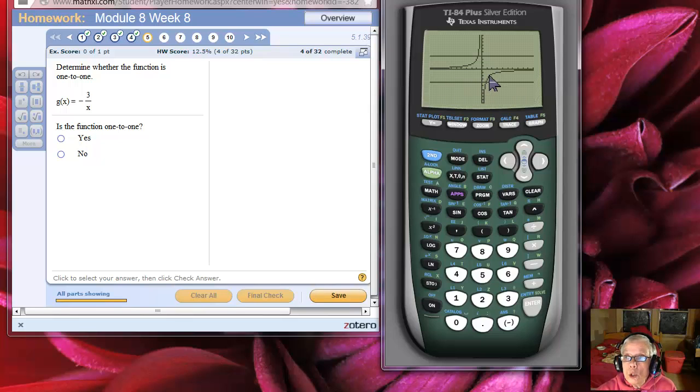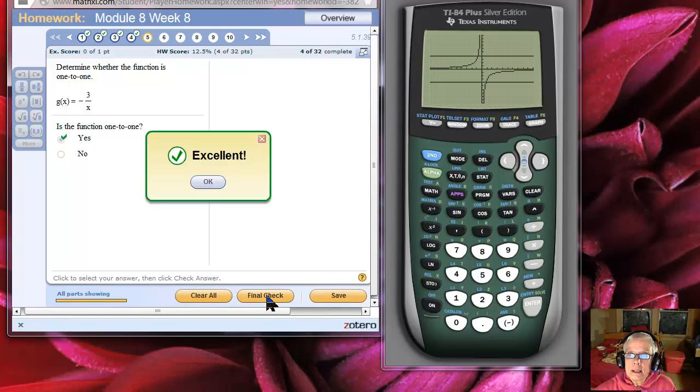Now, even though it looks like this becomes horizontal, it doesn't. It's constantly tilting closer and closer to the x-axis. This is constantly tilting closer and closer to the x-axis. So actually, horizontal lines will only intersect the graph once. Therefore, this is a one-to-one function, which means it does have an inverse that is a function. All right, so I'm going to say yes. Moment of truth.